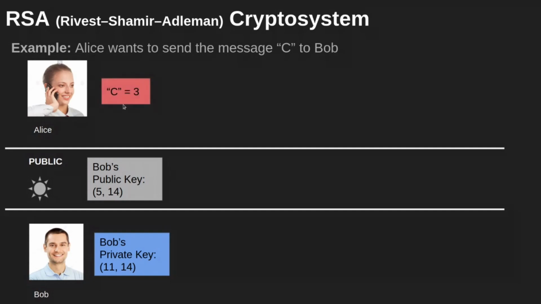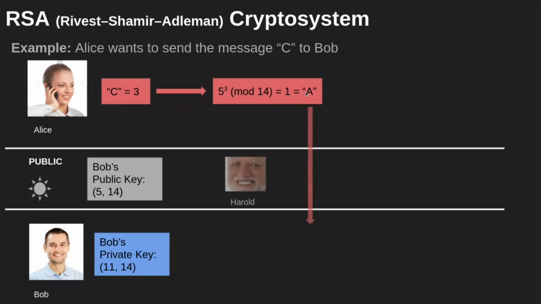So first thing is Alice takes C, and let's just say that C is equal to 3, because C is the third letter of the alphabet. And then what you do is you take the 5 in the public key, or the first number, take it to the exponent 3, and then take it to the mod 14, which is equal to 1, or A. And then Alice would send A to Bob, and Harold can see the letter A, but he doesn't know the original message. And he also has the public key, but you can't use the public key to decrypt the message.